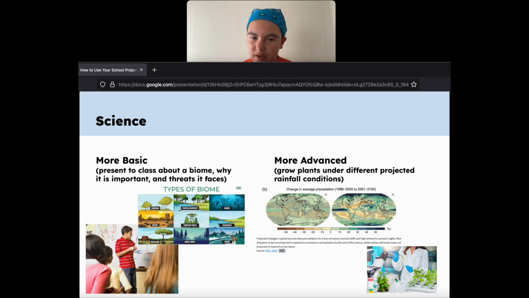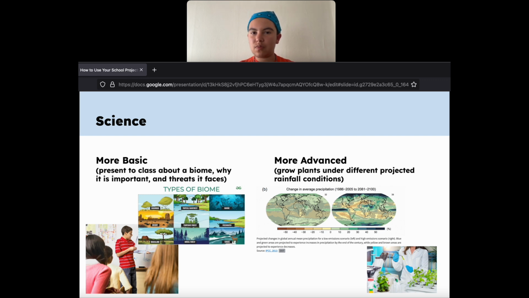For something more advanced, again, we have some nice data sources here. This one is coming from the Intergovernmental Panel on Climate Change, and it's the change in average precipitation, so how much it's raining, how much it's snowing, etc. And this is something that is going to affect all the plants that grow, whether it's crops for feeding people or the rainforests and forests that we've already got going on.